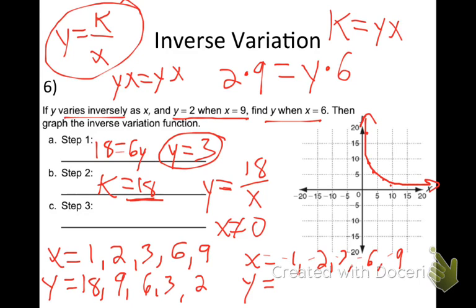But what's that going to do to my y values? That's just going to make them negative. So I get -18, -9, -6, -3, and -2. And I plot those coordinates. -1, -18, -2, -9, -3, -6, -6, -3, and -9, -2. And I can sketch what my hyperbola would look like there. That's a hyperbola. Not a parabola, a hyperbola.